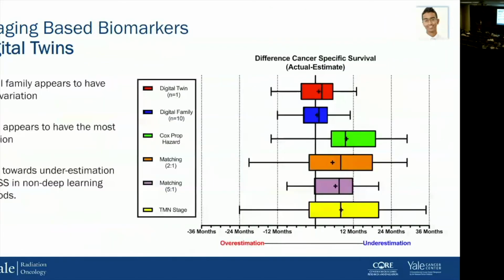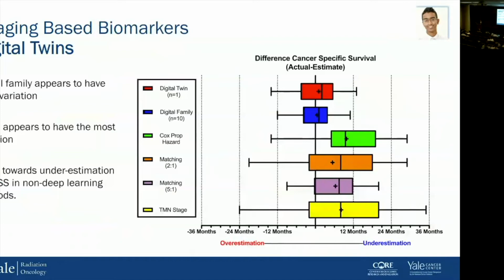And so what we did is we took the digital twin and the digital family. We looked at their overall survival estimate based off the average of those ones. And then we subtracted that from the actual estimate, so the actual overall survival. And we compared it to what would be predicted from a matching algorithm, stage, or a Cox proportional hazard algorithm.